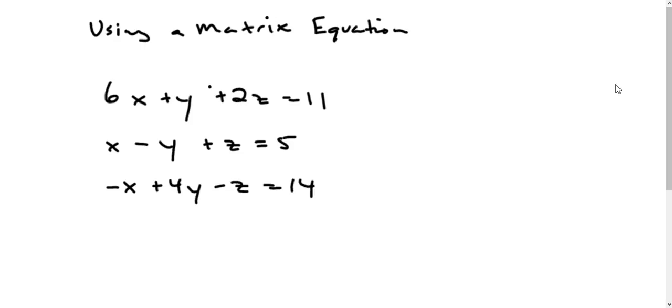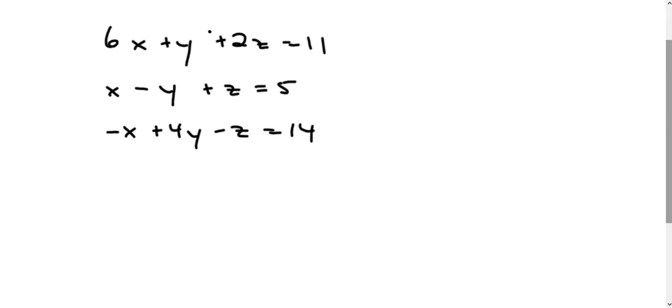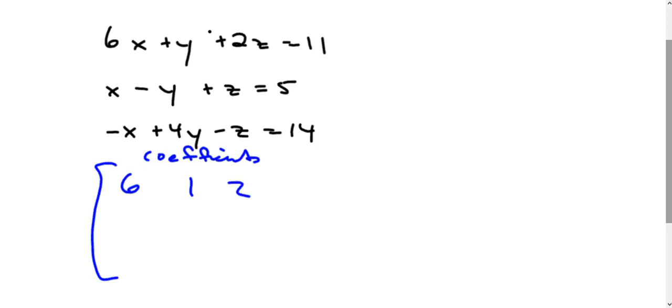Now, in order to set up this matrix equation, we need a coefficients matrix and a variable matrix. We're going to multiply these together. So I'm going to create a coefficients matrix. In this coefficients matrix, we're going to have 6, 1, and 2; then 1, negative 1, and 1 for z; then negative 1, 4, and negative 1. Just so you know, the columns stand for our x, our y, and our z. Now, with that, we're going to multiply this by a variable matrix.